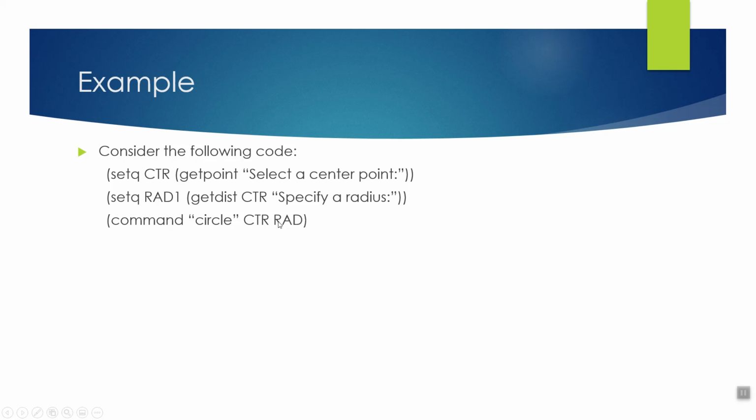It should be rad1. So then what happens is it says, okay, you want to run the circle. It finds this value, it puts it in there. It finds this value, it puts it in there. It draws your circle and exits the command.